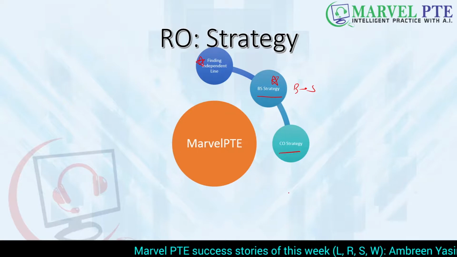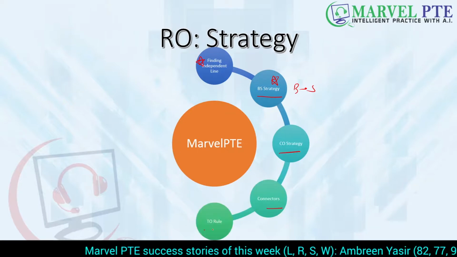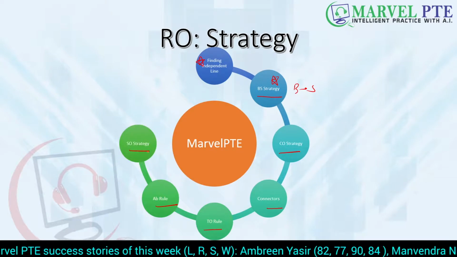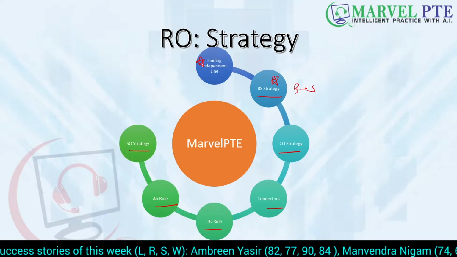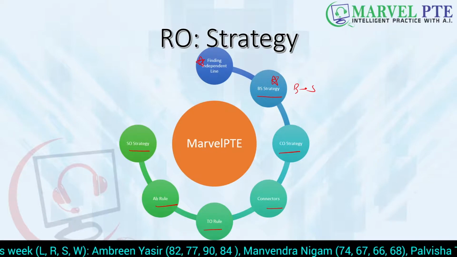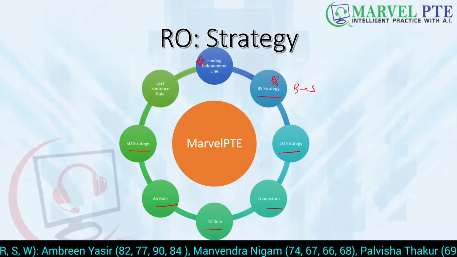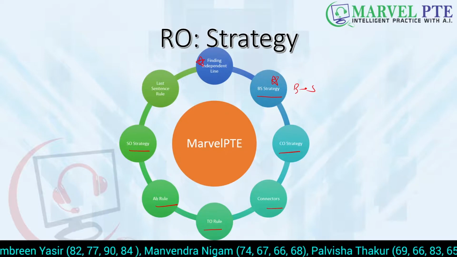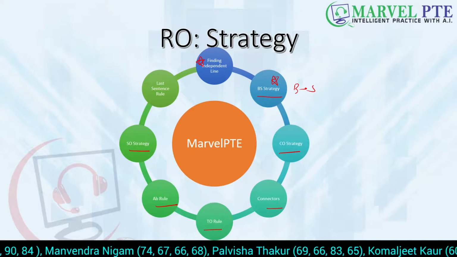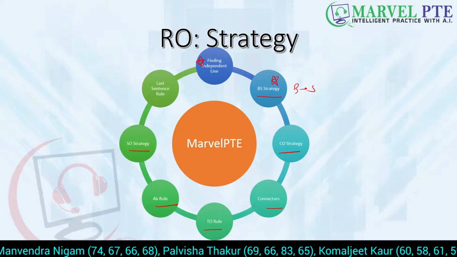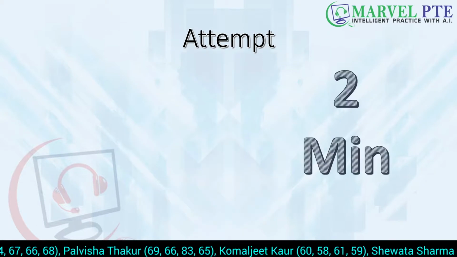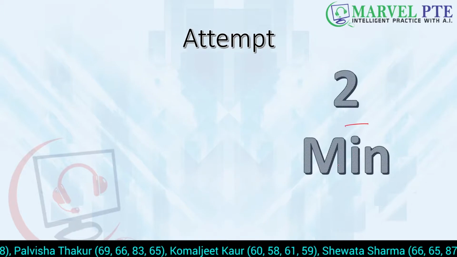Then CO strategy, chronological order strategy, connectors, TO rule, topical order rule, AB rule, abbreviation rule, SO strategy, another important strategy which is subject object strategy, like we had find read baki pairs like chemical wala pair based on SO strategy, and finding last sentence rules. There are certain strategies which can help you to find last sentences also. So if you know all these strategies, our students who are in institute students or online students, know these strategies and they can easily solve the reorder paragraph in 2 minutes.